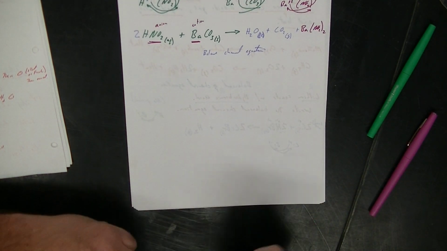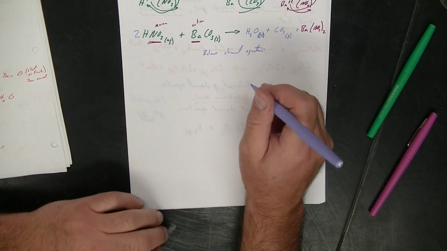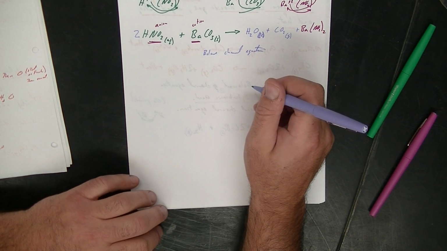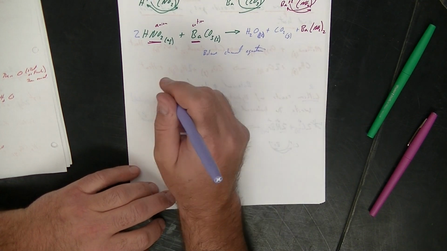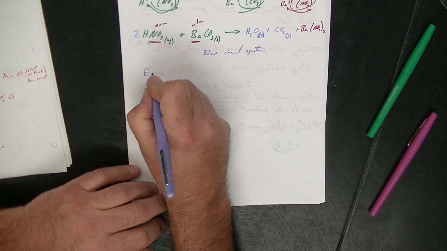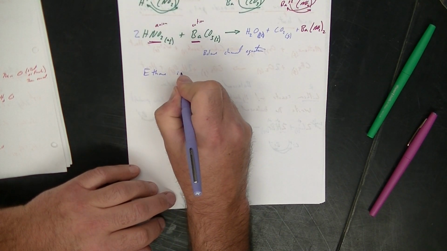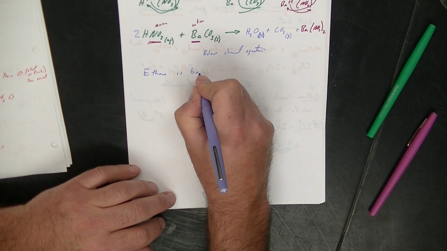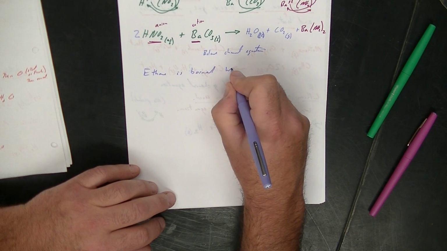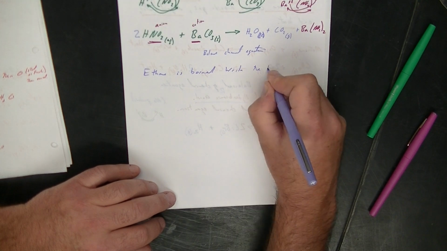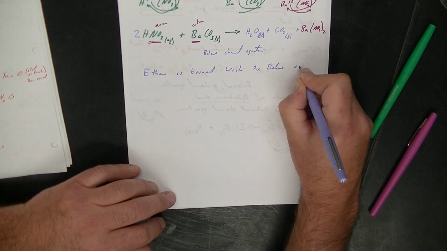All right, let's do this one. Ethane is burned. Write the balanced equation.